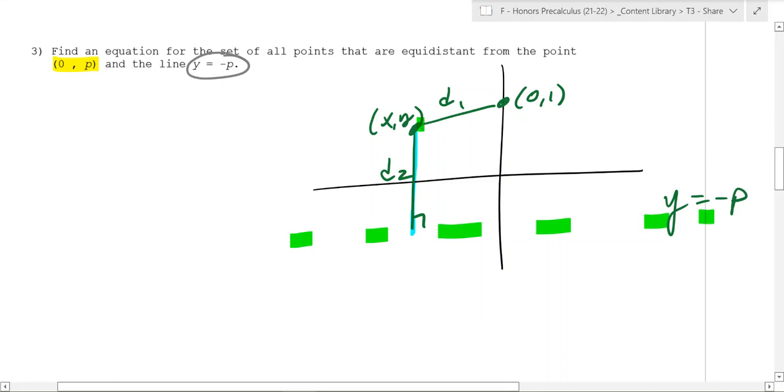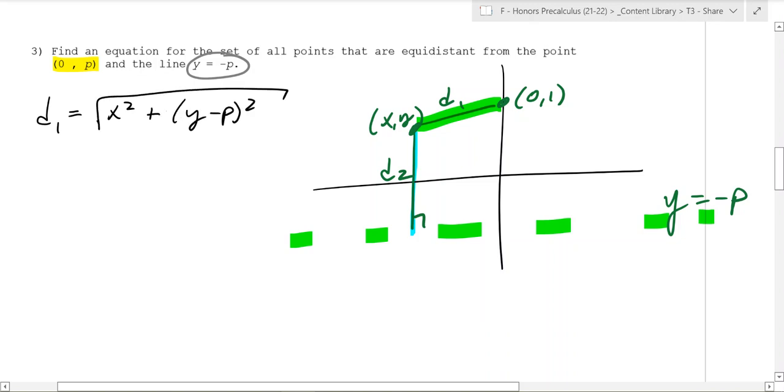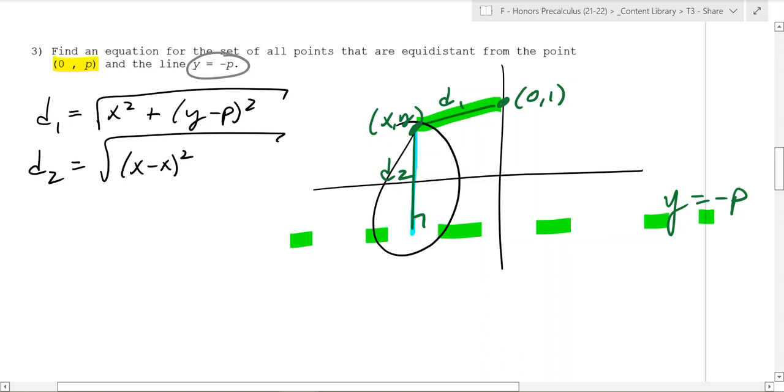This one does not have to be straight up and down. So distance 1 is going to be the square root of x squared plus (y minus p) squared, very similar to what we had above, just with p instead of numbers. And then below it we end up with, because it's straight up and down, (x minus x) squared. You're not moving anywhere, x, y is on that line, plus (y plus p) squared right there.